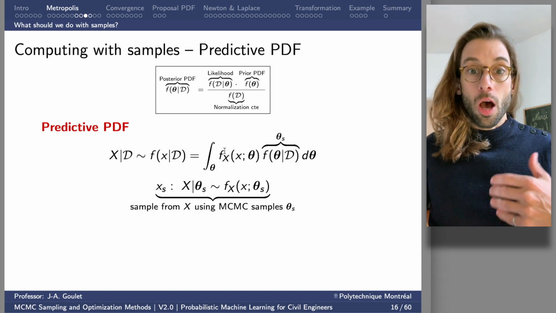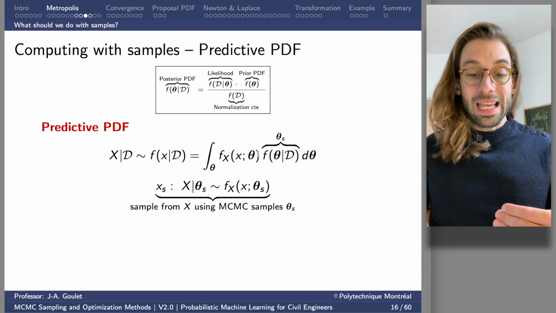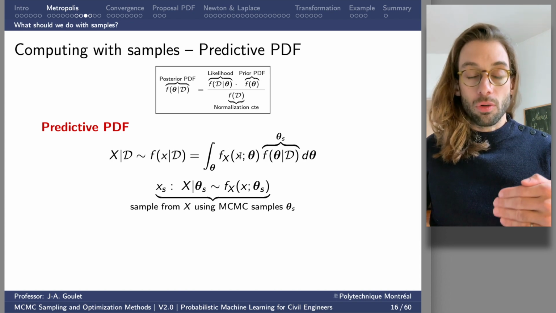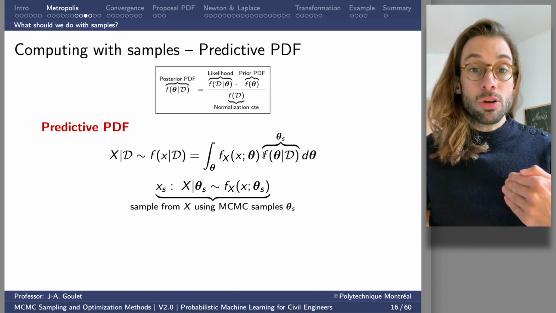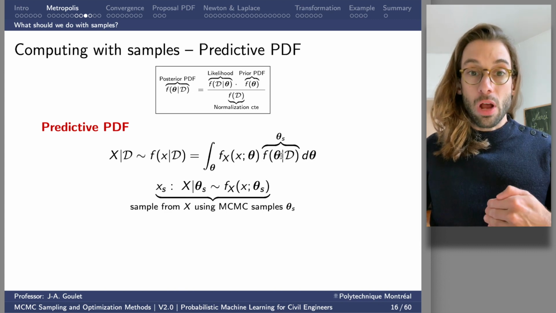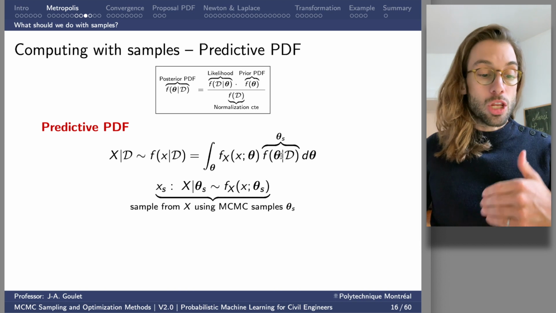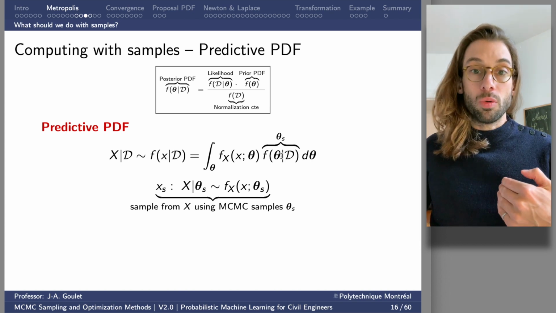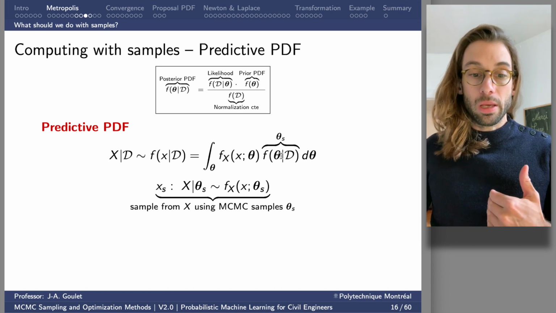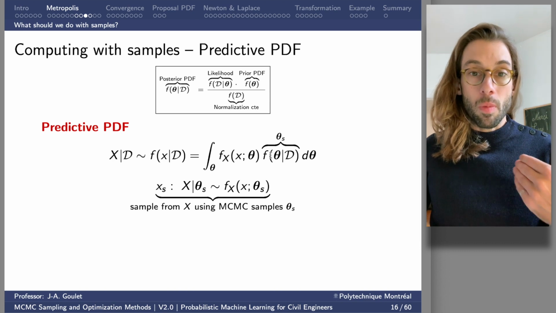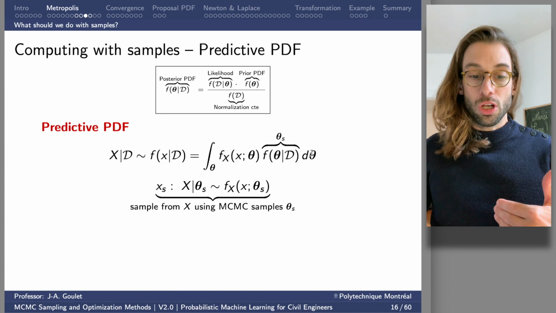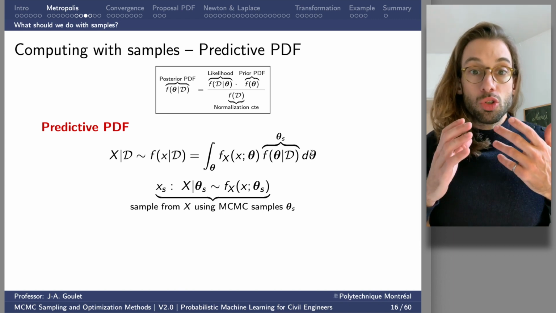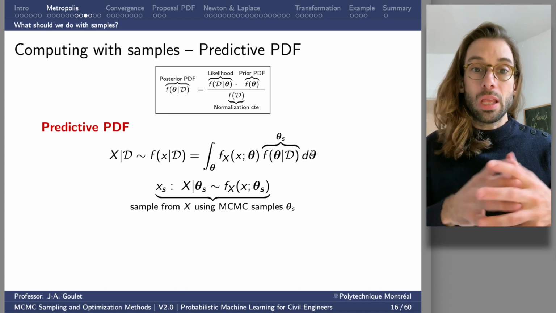So we can obtain the joint for x and theta by multiplying the PDF for x conditional on its parameters times the posterior PDF for these parameters. This is what we saw in module 3 when we were exploring Bayesian estimation. Here, what we want to do is marginalize the parameter theta from this joint by integrating over it. We can do that trivially with MCMC.